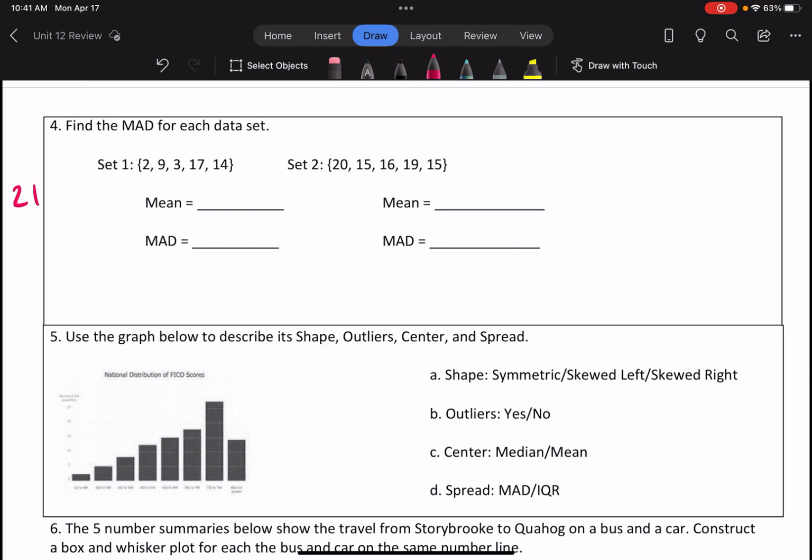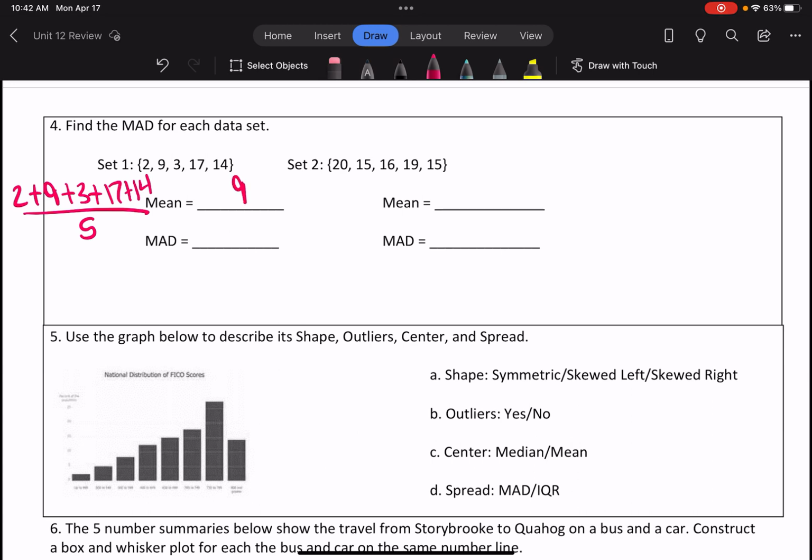So I'm going to have 2 plus 9 plus 3 plus 17 plus 14. And I'm going to divide that by the total number of points in this data set, which is 1, 2, 3, 4, 5. So I'm going to put that into my calculator just as it's written: 2 plus 9 plus 3 plus 17 plus 14, and then divide it by 5, which gives us a mean of 9.